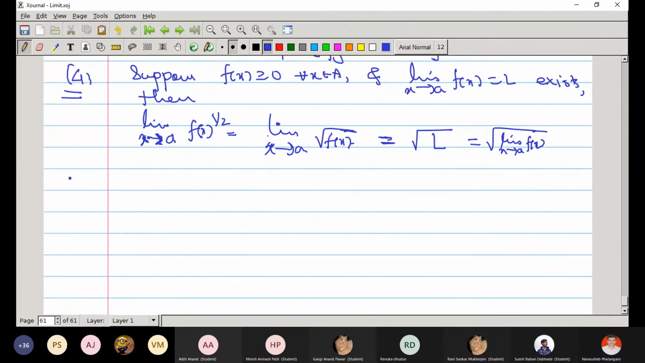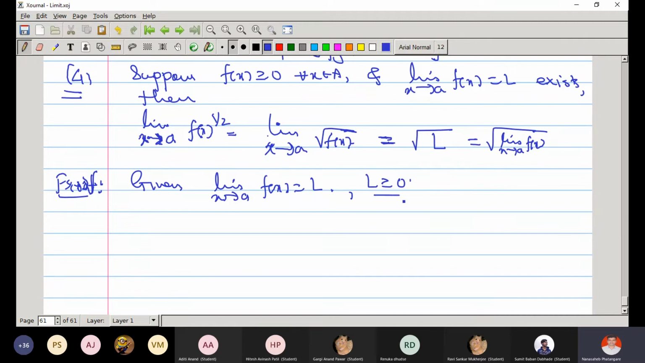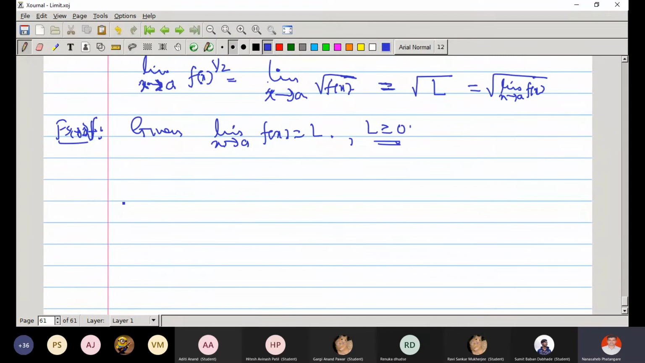So how will you write down the proof of this? What is given? Limit x tends to a f of x is equal to L. And we know that L is greater or equal to 0. So this is our claim: limit x tends to a square root of f x is square root of L. That is what we want.